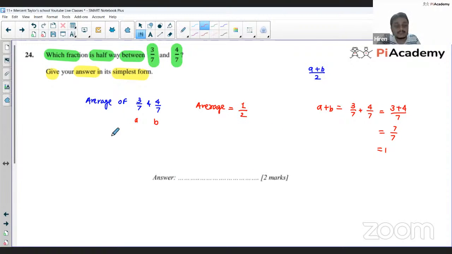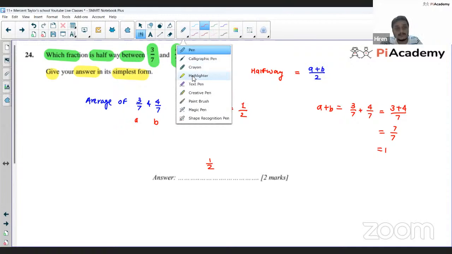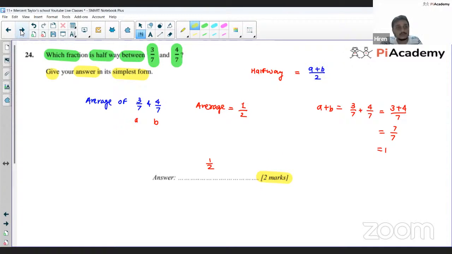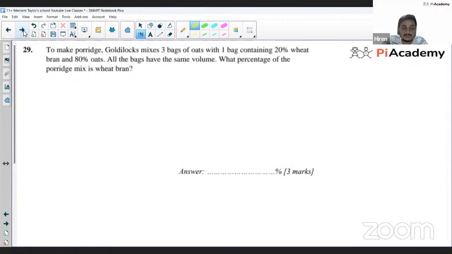So in this manner, halfway between 3/7 and 4/7 is going to be half. Why? Because we have already derived the value of A plus B and got 1, and that is the halfway. So clearly the answer is half. They ask us to give it in the simplest form, and this is the simplest form. If you are doing it any other way and you are getting half, then you are also correct, but make sure you are conceptually correct. If you are getting half, then you are scoring 2 marks. Well done, everyone. Let's have the next question.